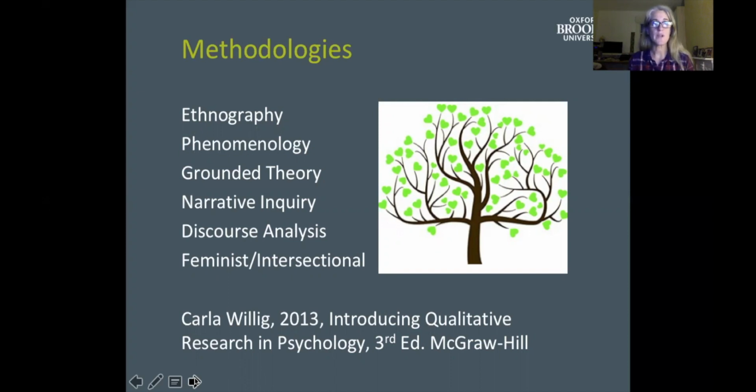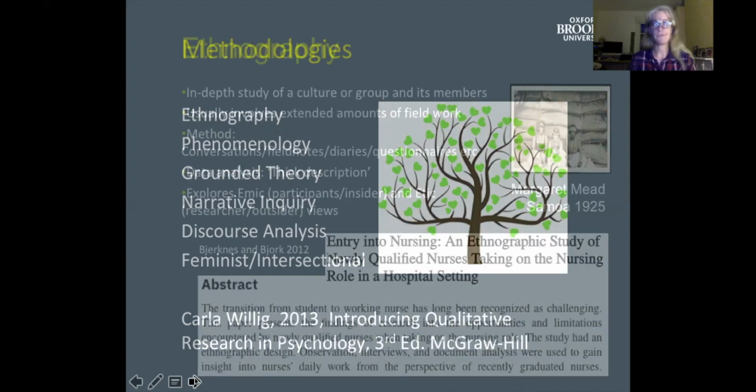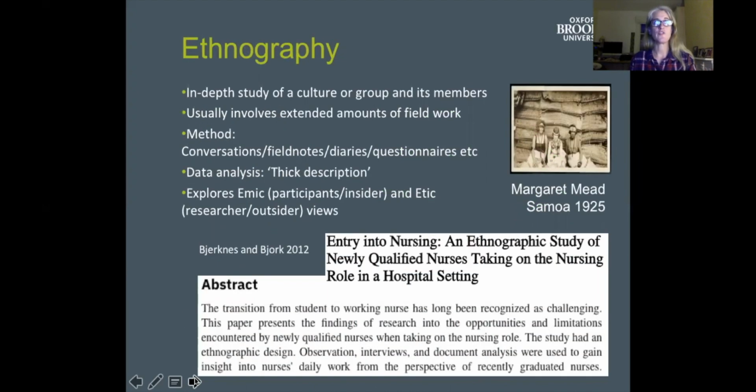I've also included feminist methodology, as it's important to recognise the huge influence feminist thinking in relation to research ontology, and therefore epistemology, has had on all established methodologies. And just at the bottom here, I really recommend Carla Willig's text for an introduction to all methodologies. So let's start with ethnography.